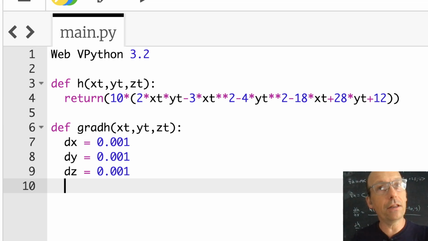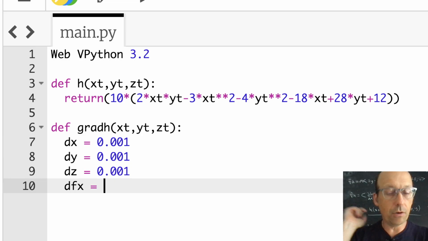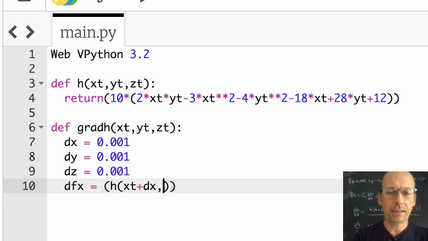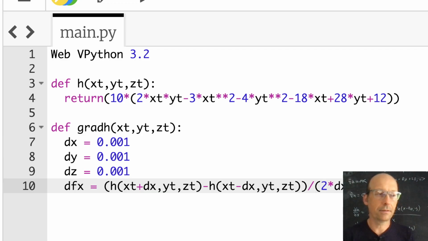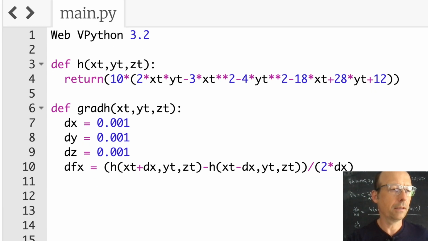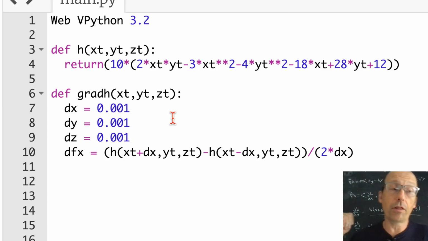And now let's calculate the derivative, the slope in the x direction. I'm going to call that dfx, and it's just going to be the equation I had up there. So I'm going to say h of xt plus dx, yt, zt, minus h of xt minus dx, yt, zt. And all of that divided by 2 times dx. Okay, so that's that same equation I have on the board. It's just a finite difference version of the derivative.